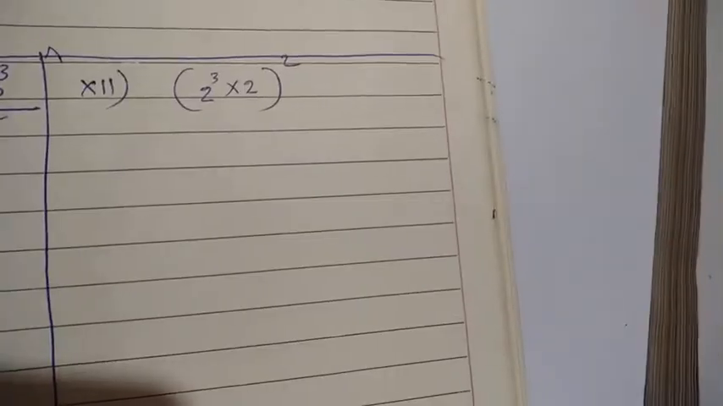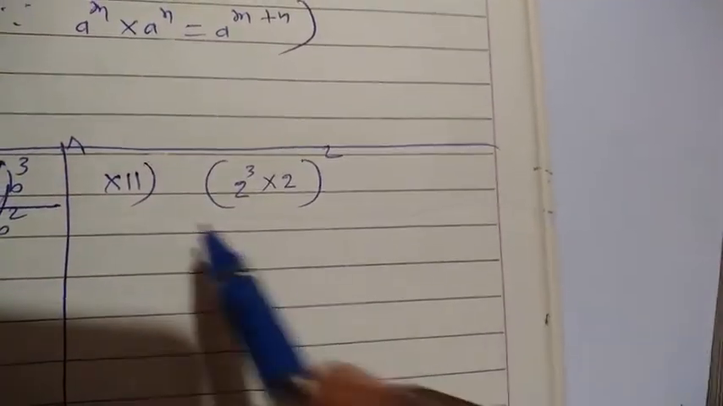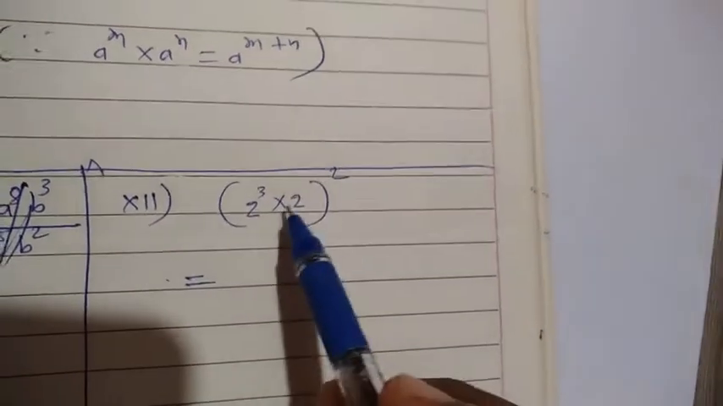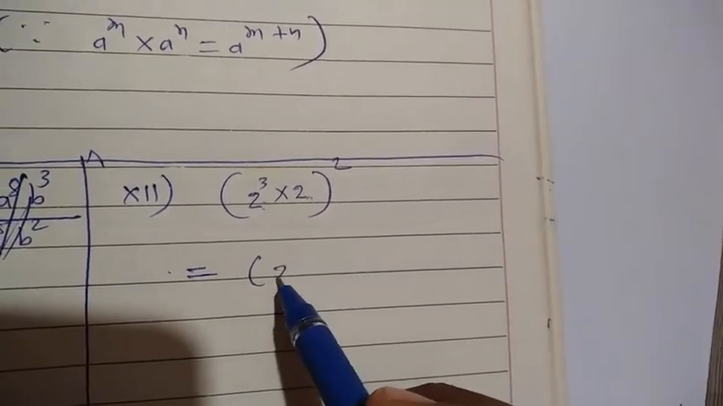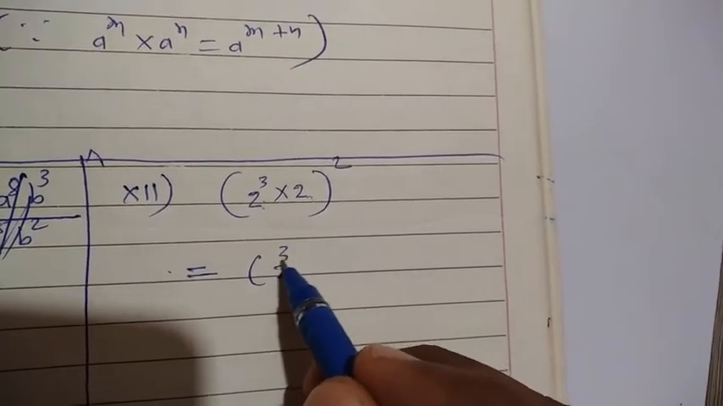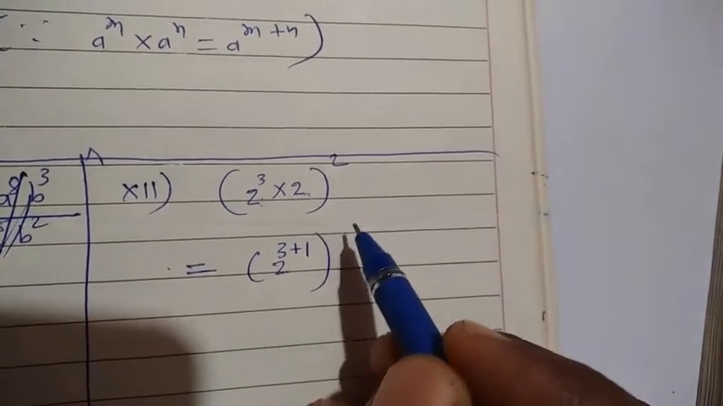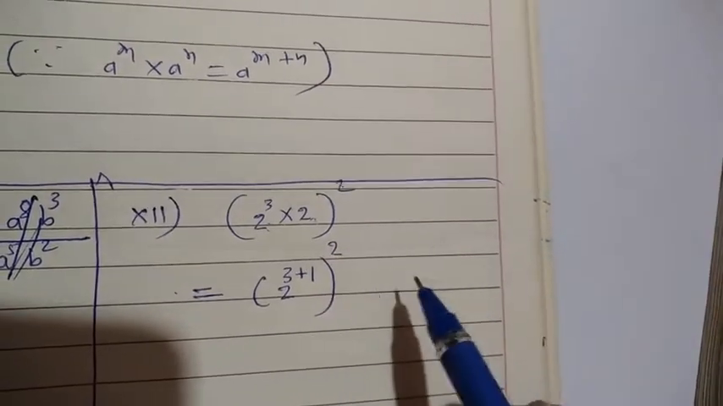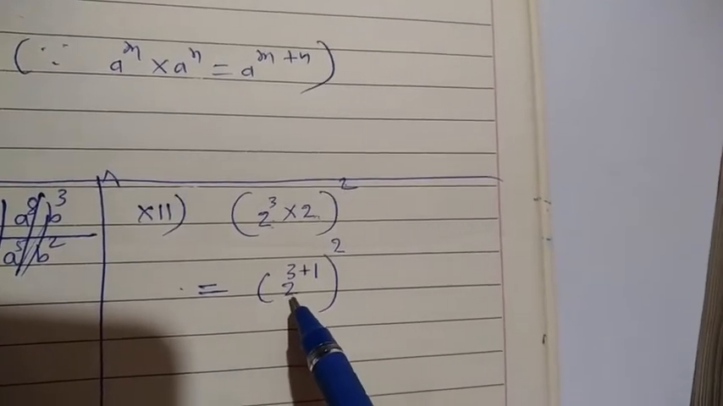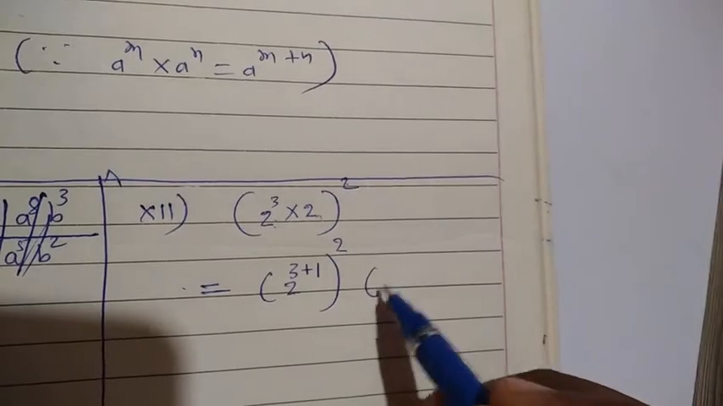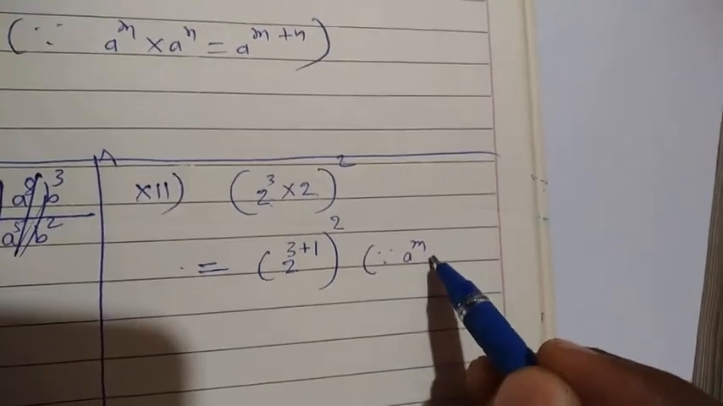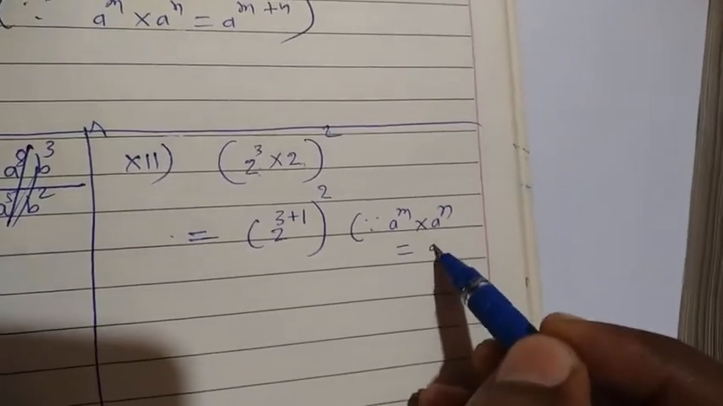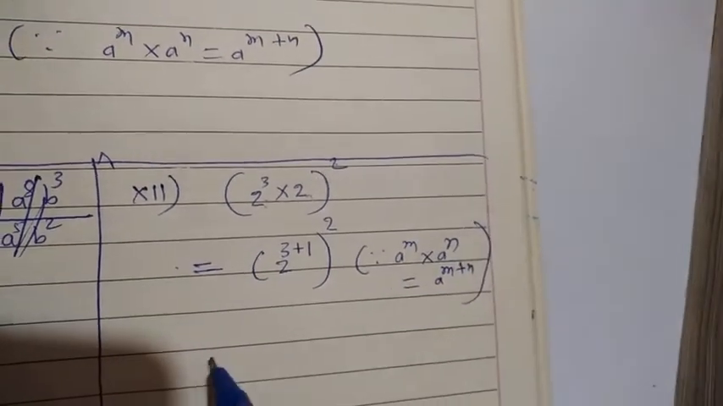Let me solve the next one. See the 12th one, students. Here the bases are the same, and the powers are 3 and 1. Here first we have to add the powers, 3 plus 1, and write the base as it is. Why do we write 3 plus 1 here? Using the first law. Here we have to write the reason: because a raised to m into a raised to n is equal to a raised to m plus n.